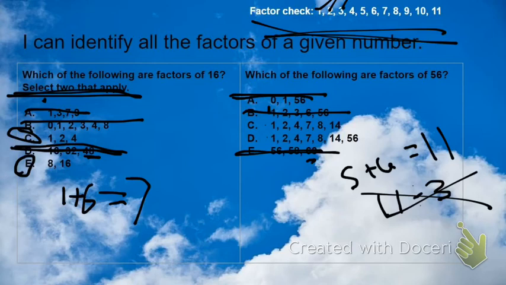So now the next one is 4. Well, they have 4, 7, 8, 14, and 56. They all are the same, except for the one that has a 56. So I'm going to look at that. Is 56 a factor of 56? Yes. So this is the most correct answer, okay? It doesn't tell me to pick multiple, so I'm just going to pick the one that is most correct. And that would be that 56.